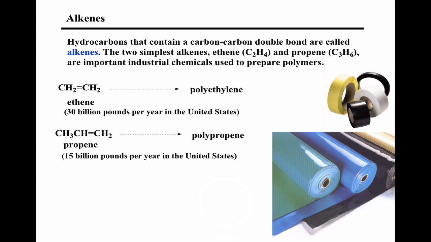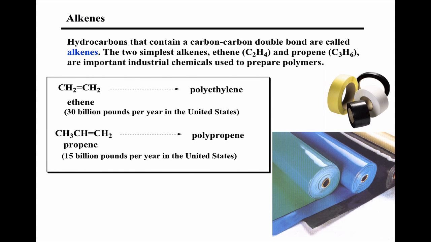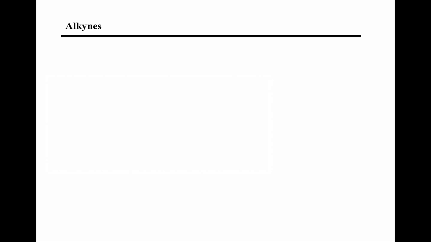Propene can be polymerized to make polypropylene or polypropene, about 15 billion pounds per year in the United States. Polypropylene, if I'm not mistaken, is one of the primary constituents of artificial turf. So if you ever play on a field with artificial turf for soccer or football or whatever the case may be, it's mostly polypropylene, okay? 15 billion pounds per year in the United States at the time of these slides. That's a lot of stuff, right?